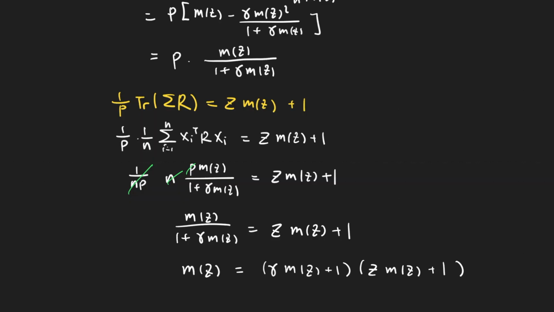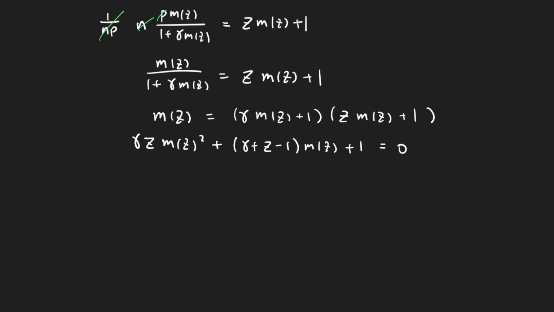So we have a quadratic equation in the end, right? That's just gamma z m of z squared plus gamma plus z minus 1 times m of z plus 1 equals 0. So this is a key equation, right? This is a quadratic equation related to the Stieltjes transformation.